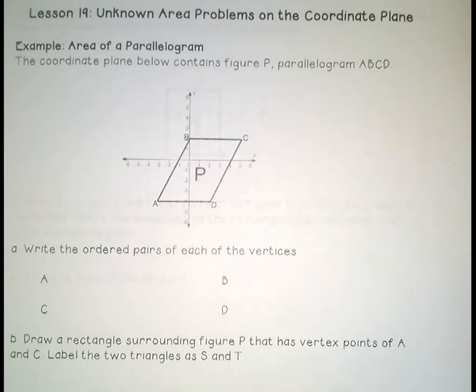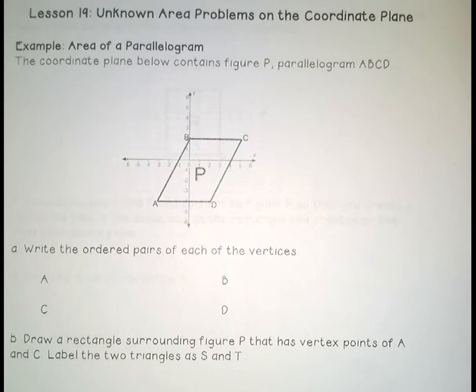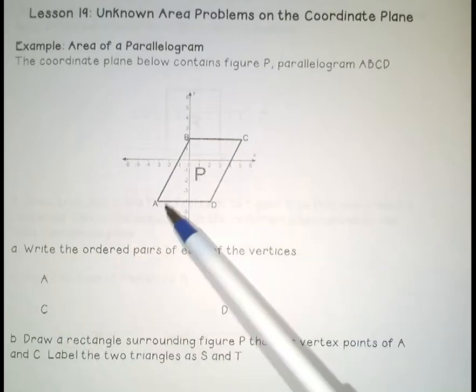So our example here: area of the parallelogram. You see the shape ABCD, which is a parallelogram, and the whole shape is called figure P. Okay, write the ordered pairs for each of the vertices. So let's look at vertex A.